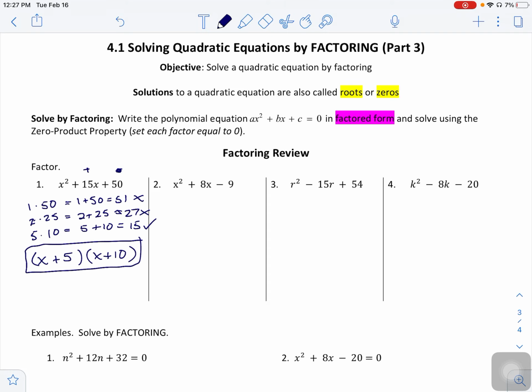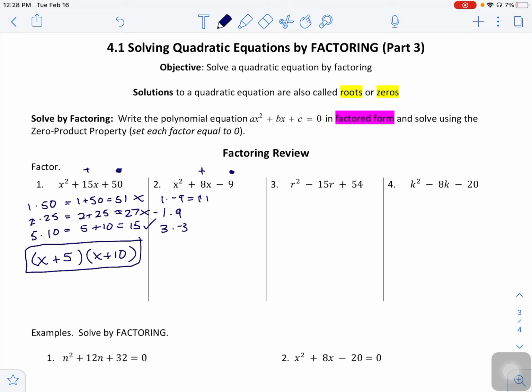Let's do another. We want to find two factors that multiply to give you negative 9 and add to give you a positive 8. So we have 1 times negative 9, or negative 1 times a positive 9. We also have 3 times a negative 3. Let's see which ones add to give us a positive 8.